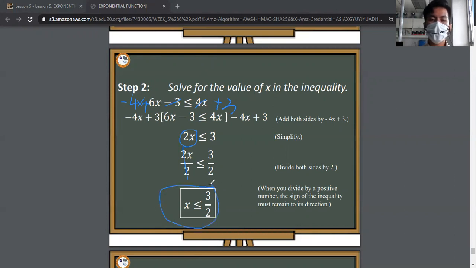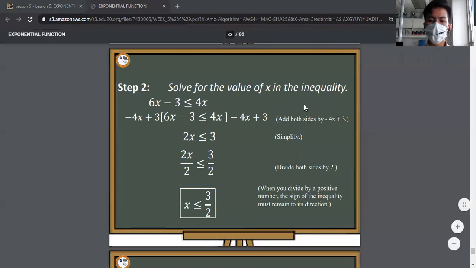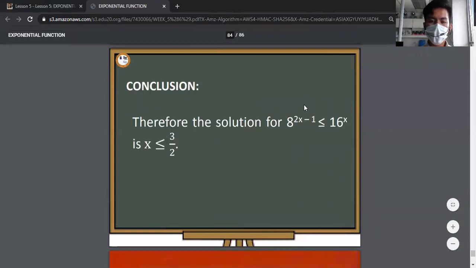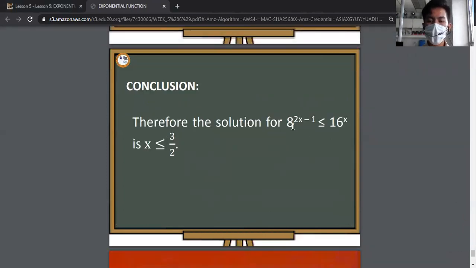Then, in checking po, we need to substitute the value of x, which is 3 over 2. So therefore, the solution for 8 raised to 2x minus 1 is less than or equal to 16x is x is less than or equal to 3 over 2.